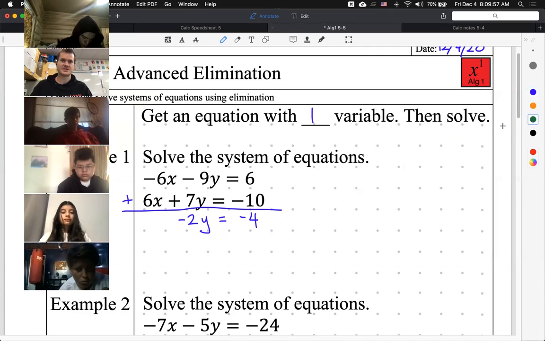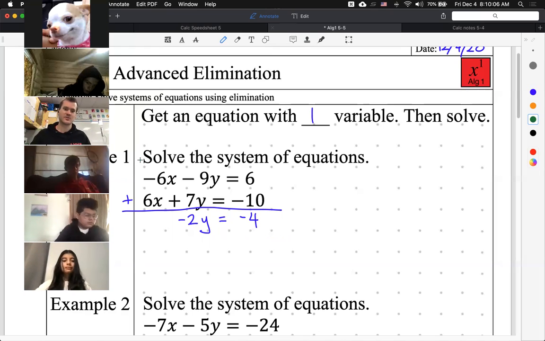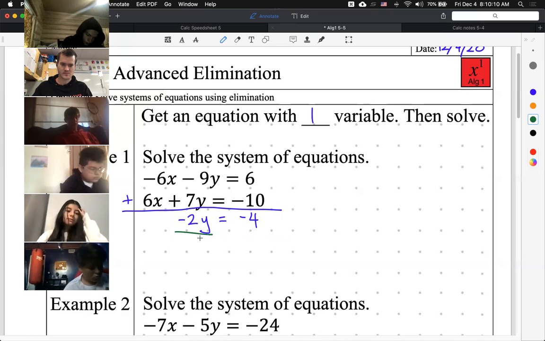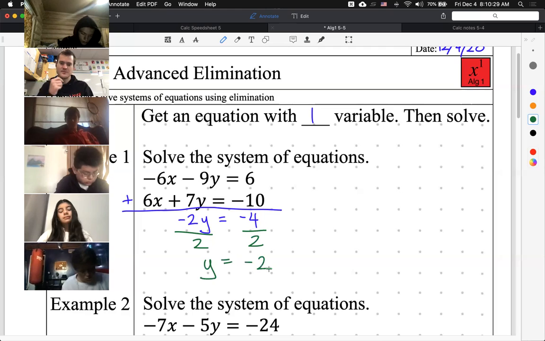What am I going to do to both sides to solve for y? Come on, you guys know how to do this. Let's get some new people in here. Haiti, you know how to do this. Go for it. Divide by 2 on both sides. And you get what? 2. So is the y by itself now? Okay, so y is equal to? Negative 2. Negative 2, okay.